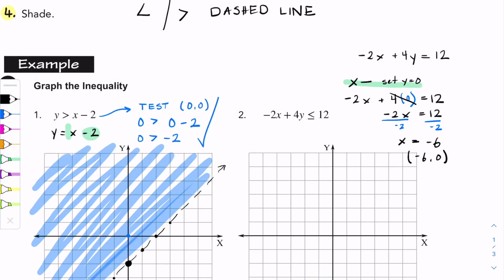For the y-intercept, you set x equal to 0. When you set x equal to 0, you have negative 2 times 0 plus 4 times y equals 12. Negative 2 times 0 is 0. 4y equals 12. Divide both sides by 4, and y equals 3. Your y-intercept is at 0, 3.